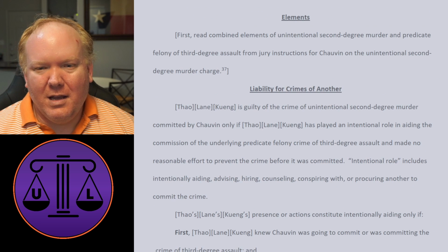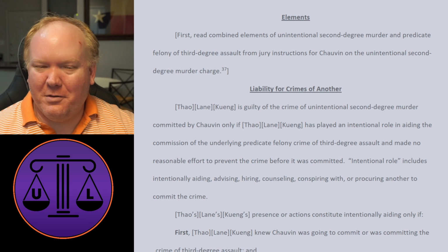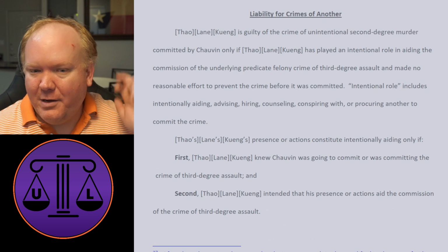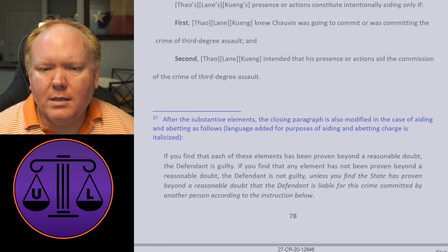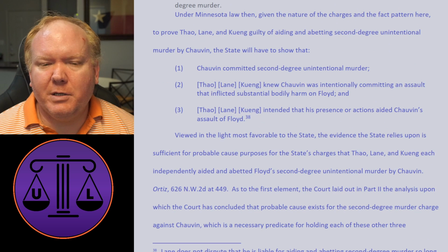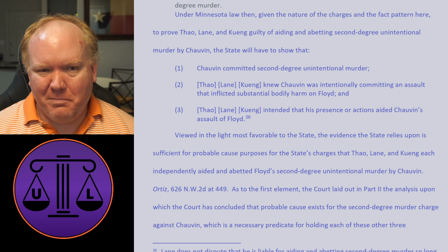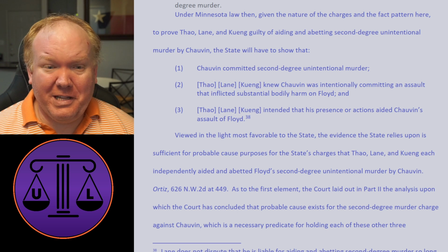Okay, great. And then it says, first read the combined elements of the second-degree murder and the predicate element. So you have to say what the elements are. And here are the liabilities for the crimes of another. And then let me get past the jury instructions, because we don't really need those right now. Those are just kind of an interesting point of here's how to instruct the jury. We don't need that right now.